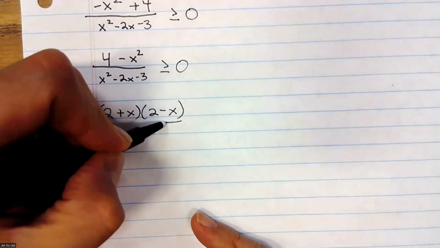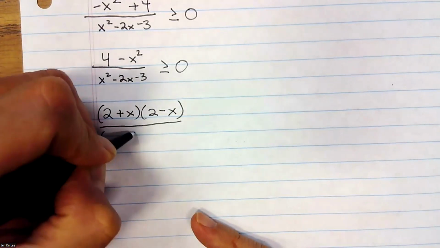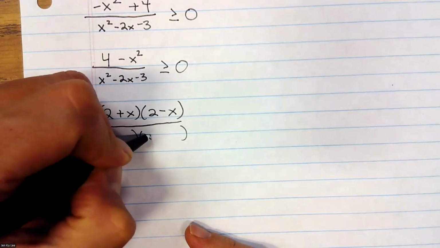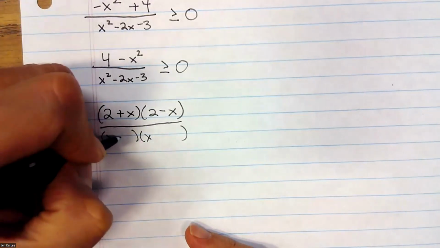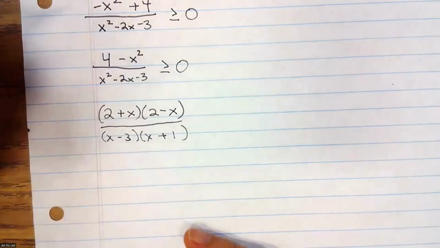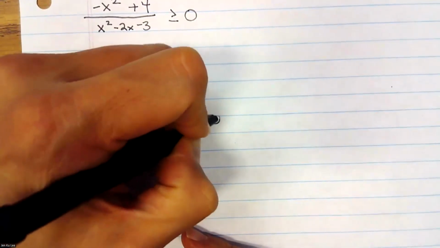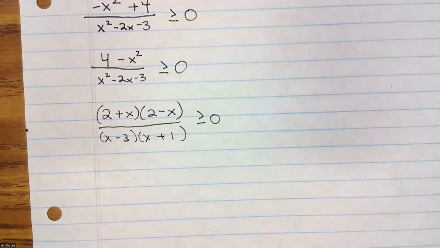Over, this one is easy to factor. The denominator, x and x, this will be minus 3 and plus 1, right? Is greater than or equal to 0.